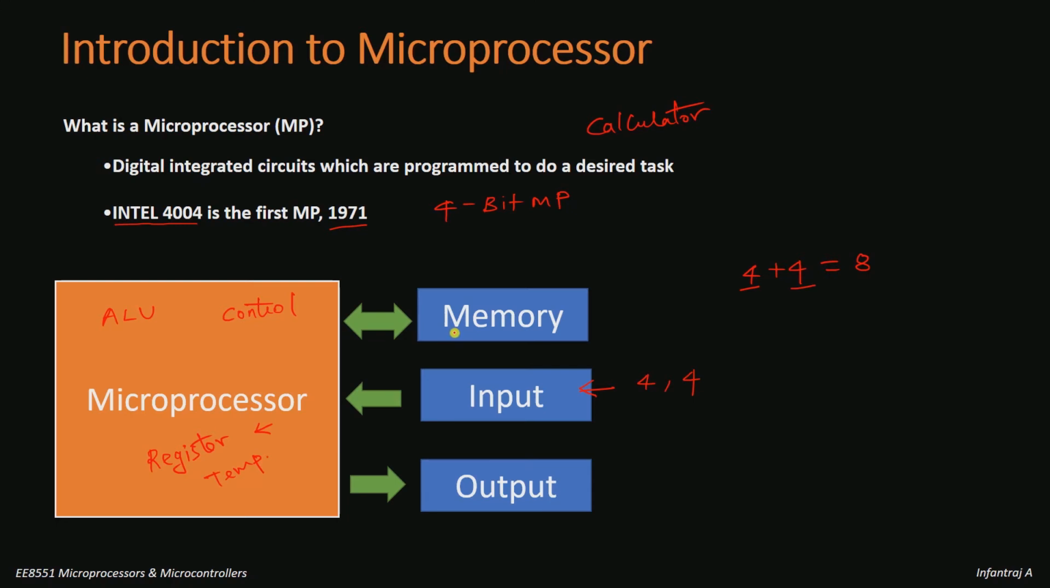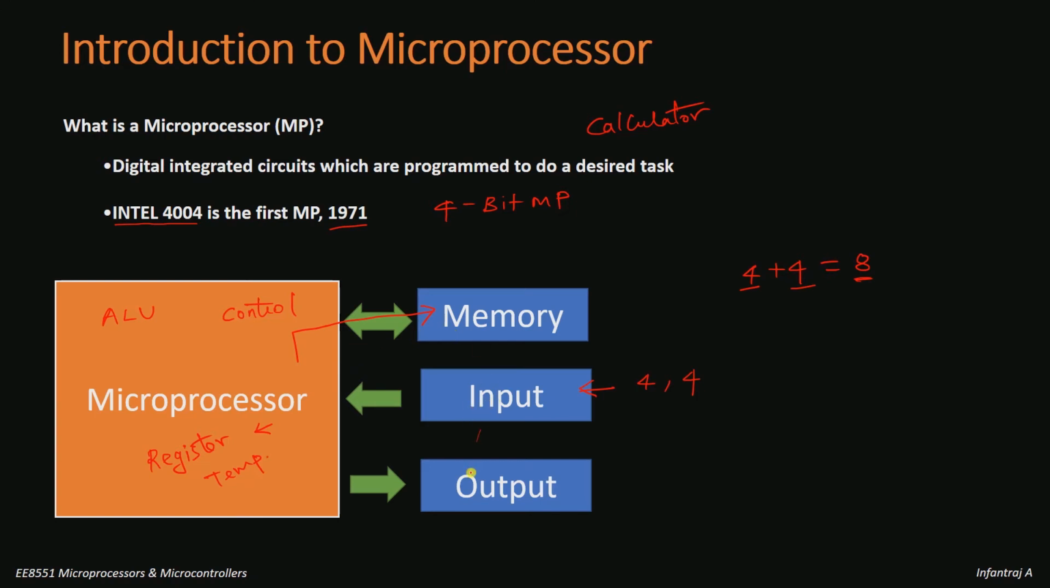The reason why we have a memory block here is, let's say you are doing this addition operation and you want to store the answer somewhere, then you need a memory. After performing the computation task, the answer will be loaded to the memory. That is the reason why a memory device is very essential. And you can see the way the memory device is connected to the microprocessor, I have used a bidirectional arrow, which means the microprocessor can both read and write data from the memory.